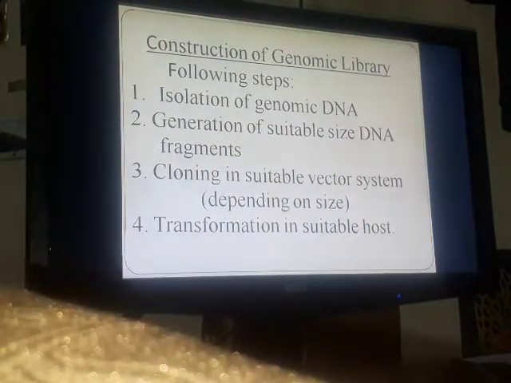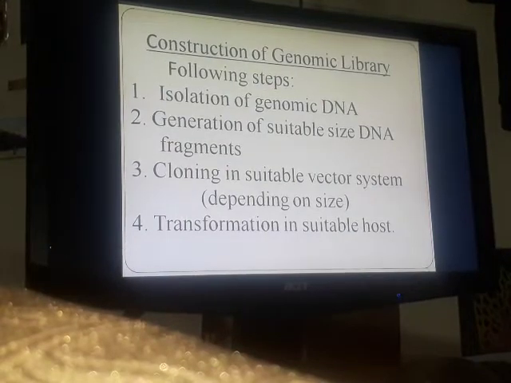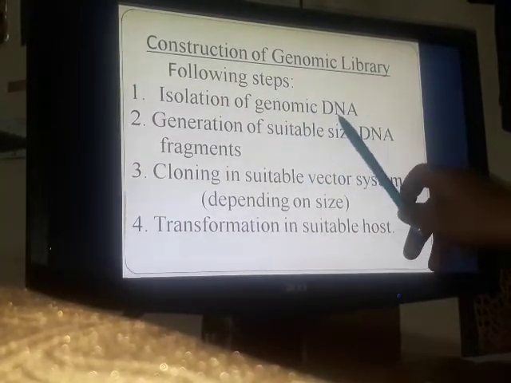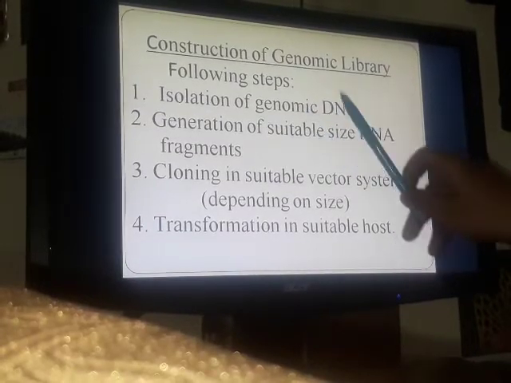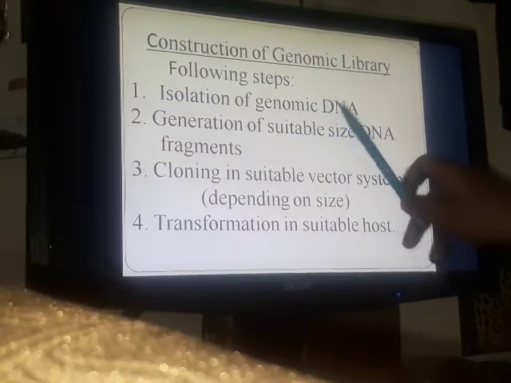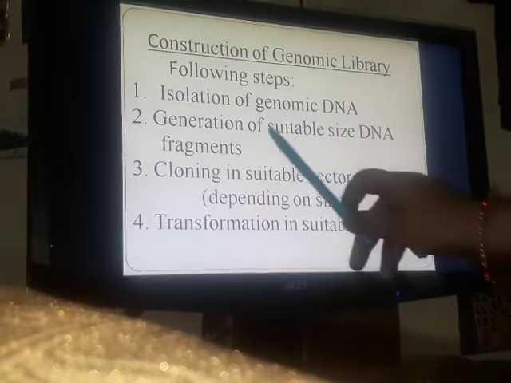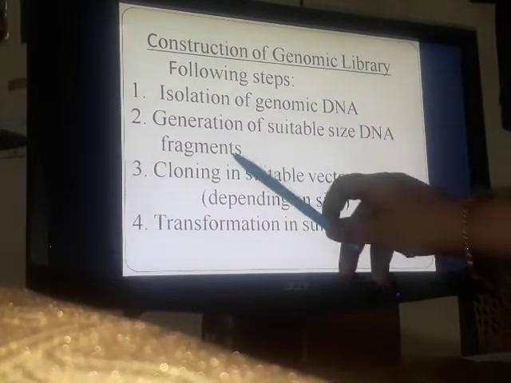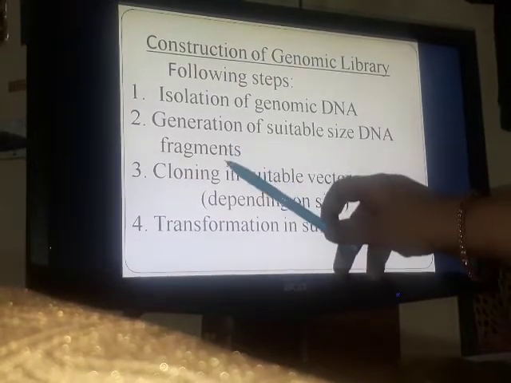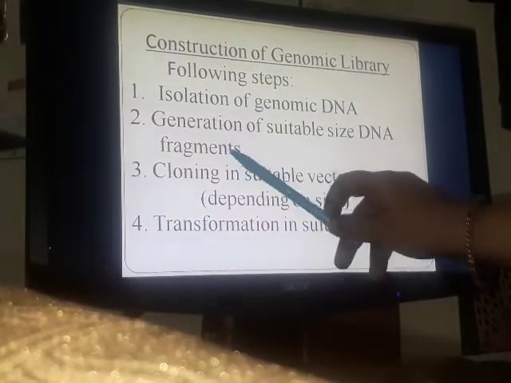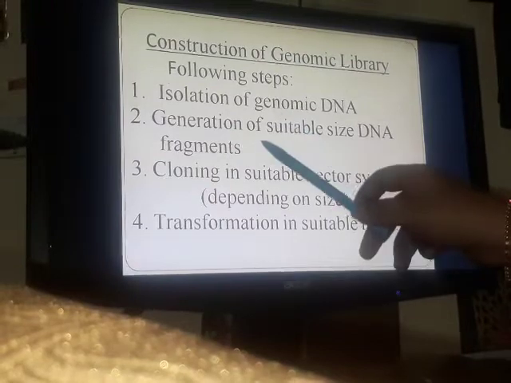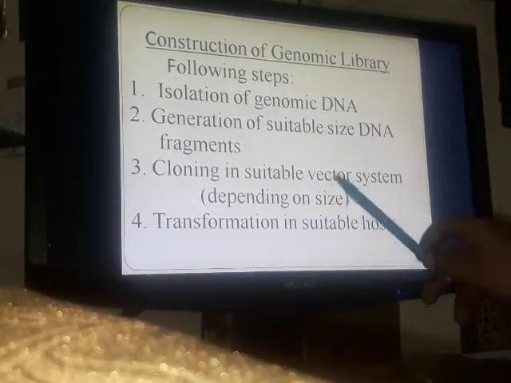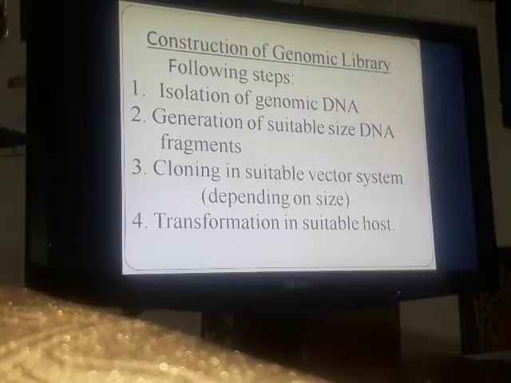So how do you construct a genomic library? The first step is the isolation of the genome. You take one organism, for example E. coli, extract the genomic DNA from that, and then cleave that genomic DNA with the help of a restriction endonuclease enzyme, so that you get different fragments. Each fragment of that particular organism is cloned in a suitable vector, and that vector is introduced into a suitable host.